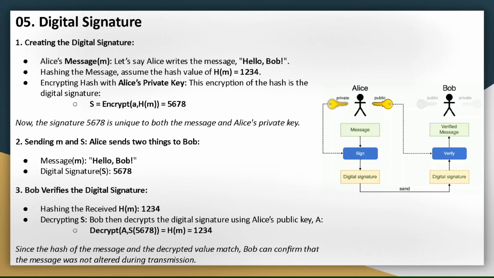So when Bob matches the hash he generated with the decrypted hash value, since the hash of the message and the decrypted value match, Bob can confirm that the message was not altered during transmission. The main purpose of digital signature is that the message should not be altered or tampered with in between the transmission. This is how digital signature takes place, and how only the intended user gets to know that the message has been sent from a valid user and in between the message is not tampered with or altered.